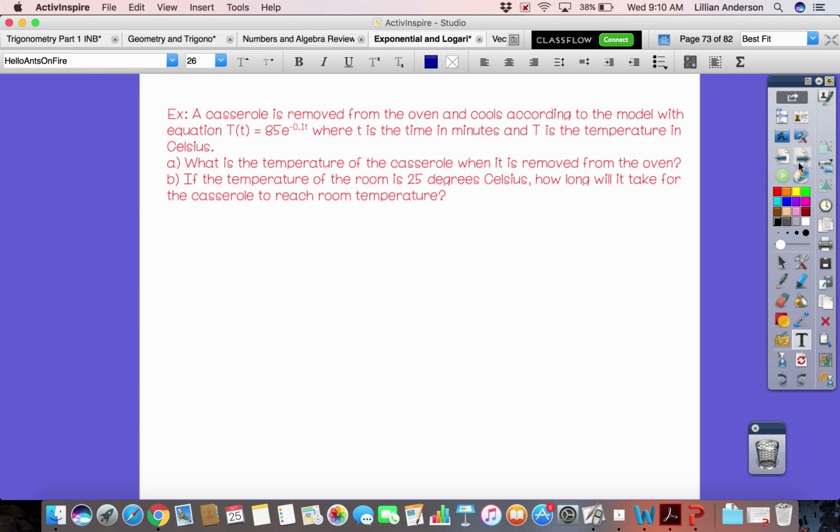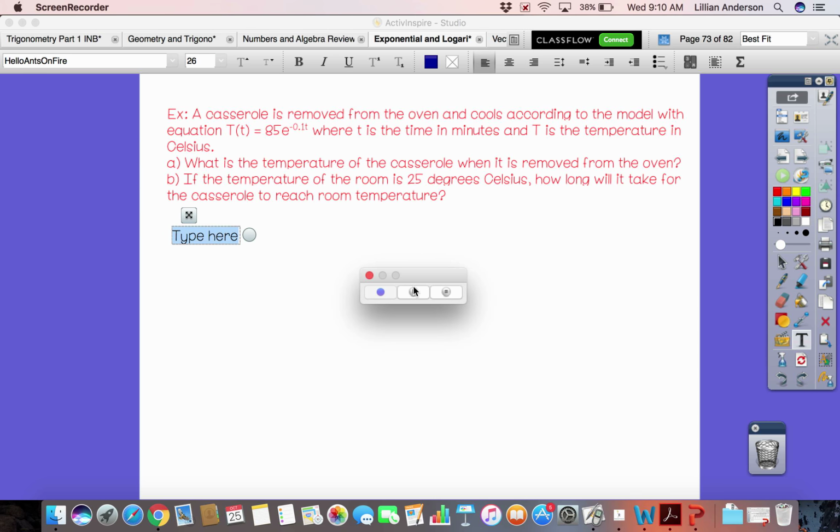equation T of t equals 85e raised to the negative 0.1t, where t is the time in minutes, and capital T is the temperature in Celsius. So what is the temperature of the casserole when it's removed from the oven? Can you decipher what that means? That basically means, what is the initial temperature of the casserole?